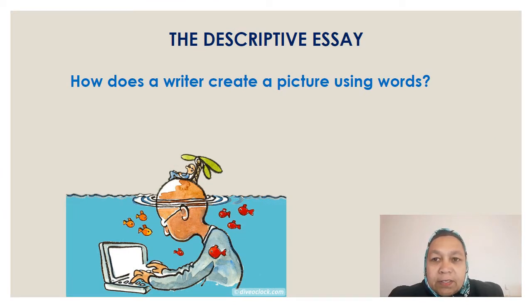A descriptive essay is an essay in which a writer gives a detailed description of events, a person, a setting, or a particular situation. In order to be a good descriptive writer, you need to use words and sentences, figures of speech, and other rhetorical devices quite effectively. So how does one go about creating a picture by using words?